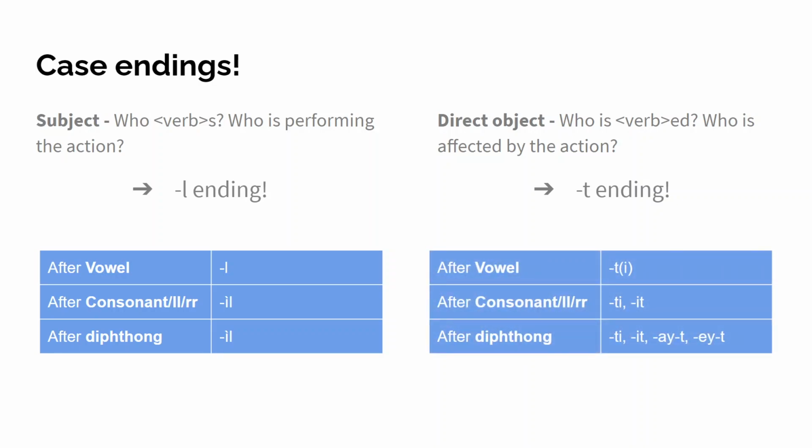The direct object has a few more forms, but when you look at the table, you will see that you can just always put a T there. T is always correct. After a vowel, it can also just be a simple T, but you can also put it with a different form. After a consonant and the pseudo vowel, so the double L or double R, you can put both T or it. And after a diphthong, you can generally put T and it. And after ay and aw, you can also put a simple T.